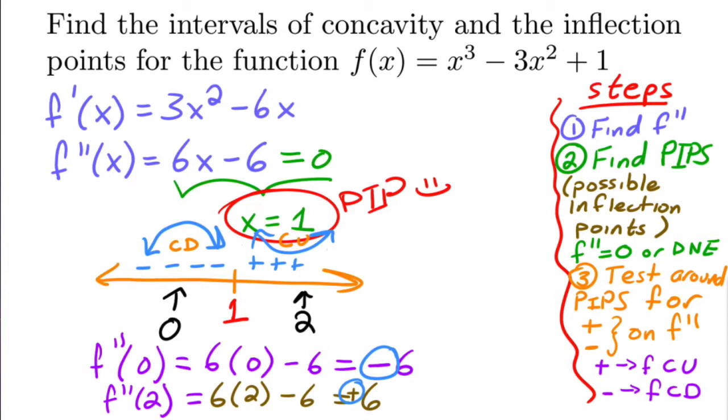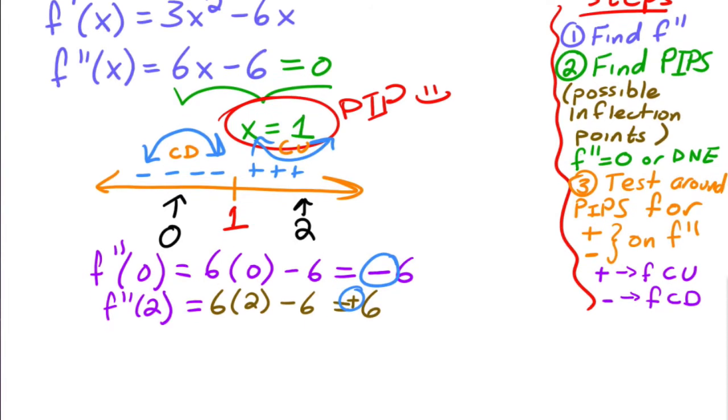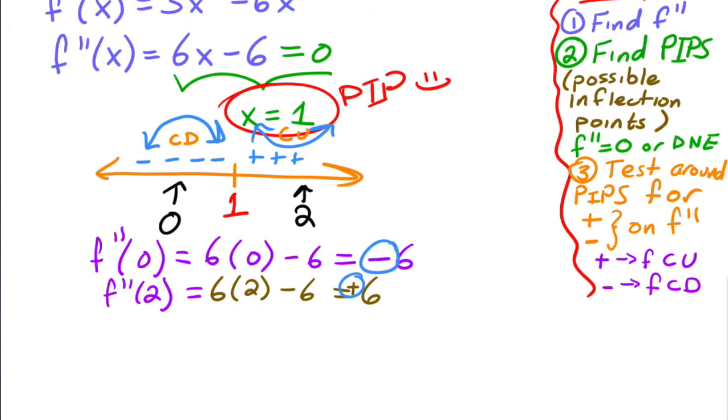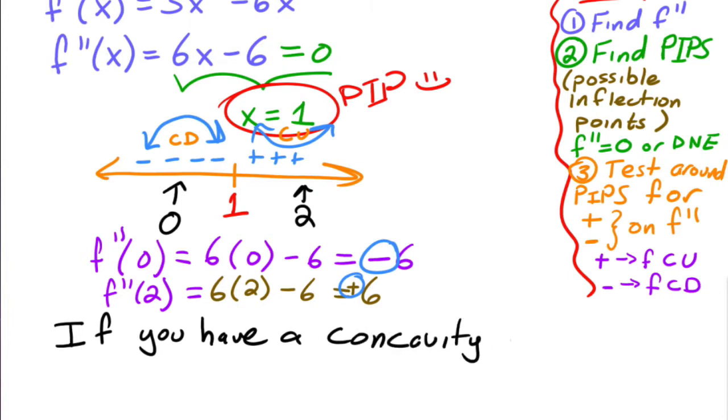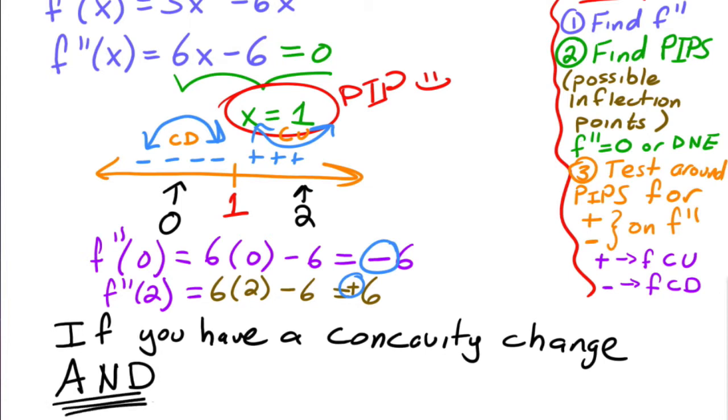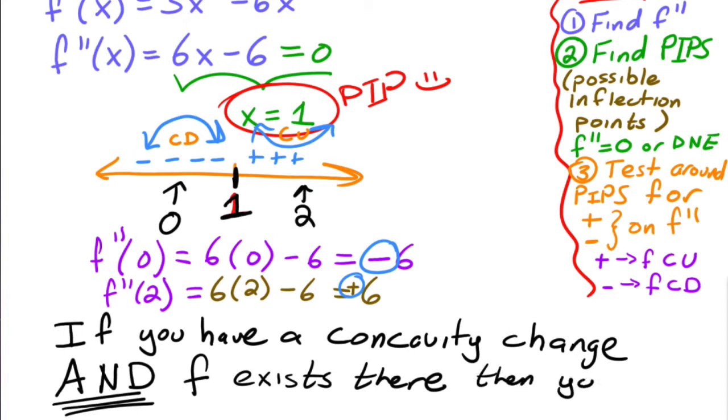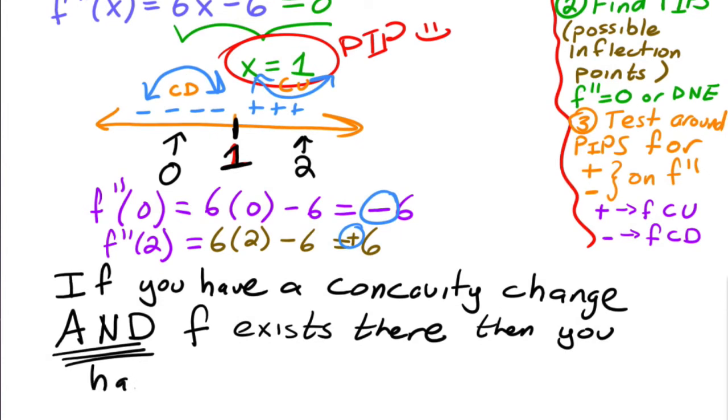Okay, so if it changes concavity, and this is very important, notice it changed concavity. So if you have a change in concavity, and this is really important, this part right here, and the function exists there, at that point, if it changes and the function exists there, then that means that you have an inflection point.